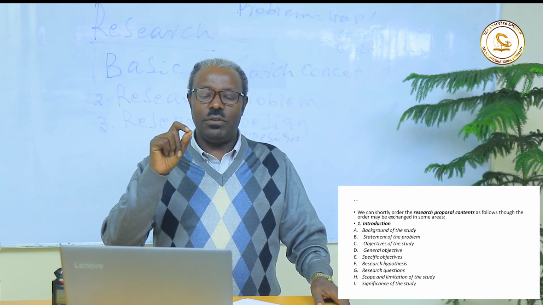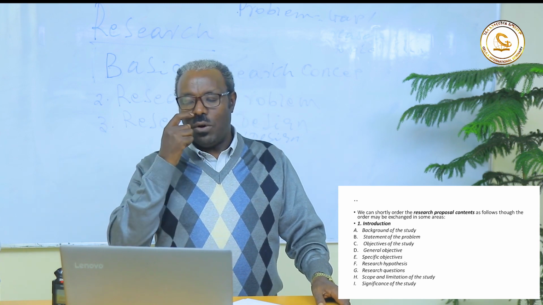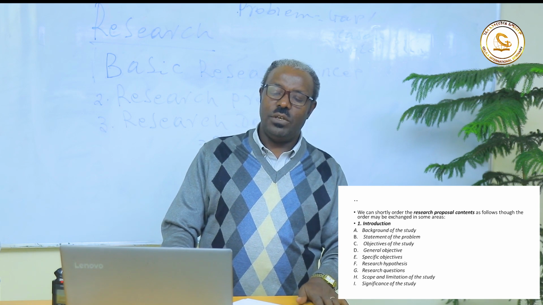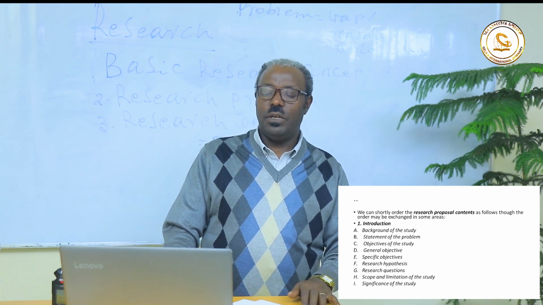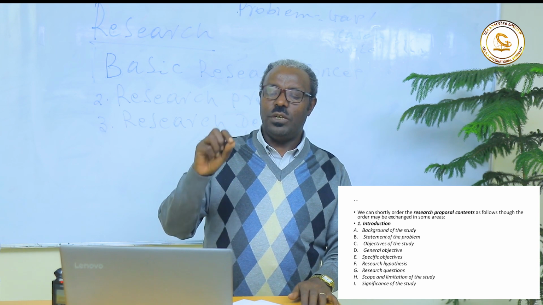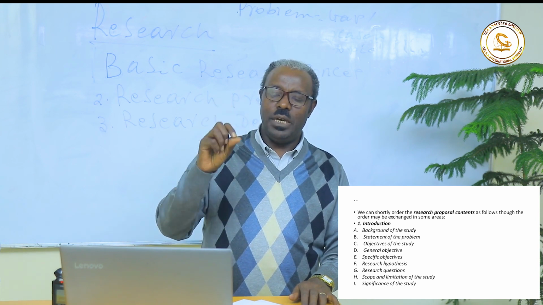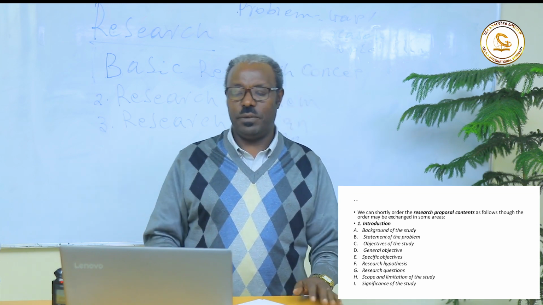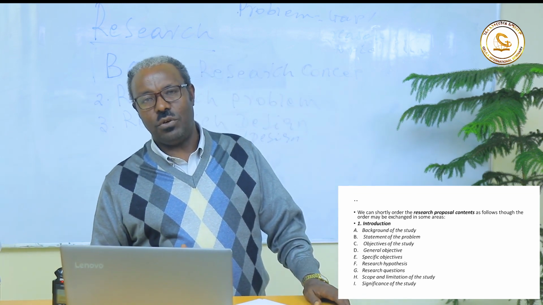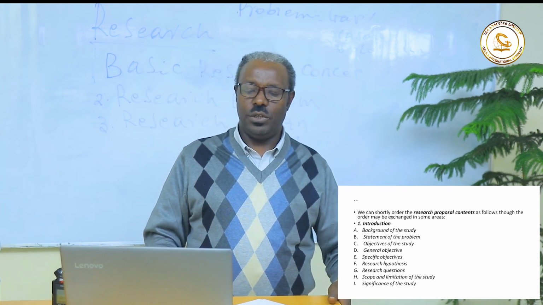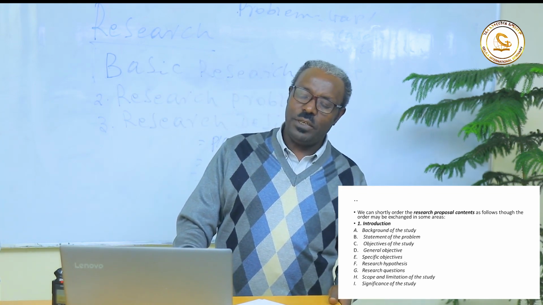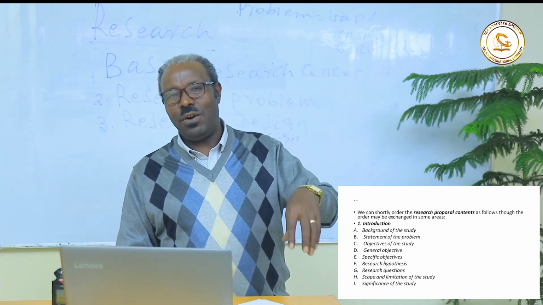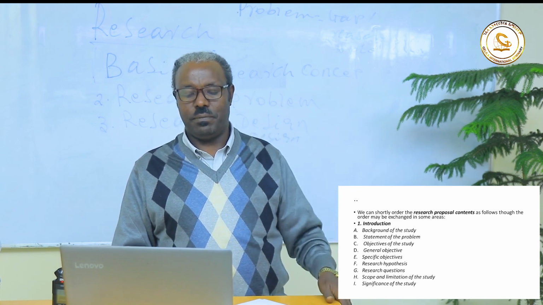The sixth one is research hypothesis or research suggestion. The seventh one is research question. There are two types of question: specific question and main research question. Main research question is your research topic. Main research question is your main topic. Your specific research questions are the breaking down of your main topic.